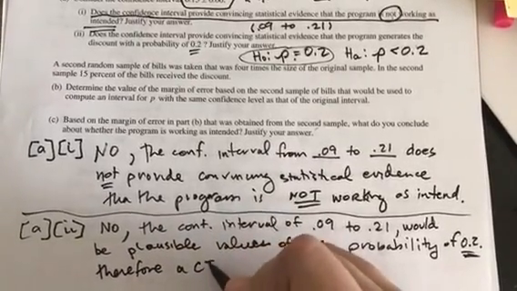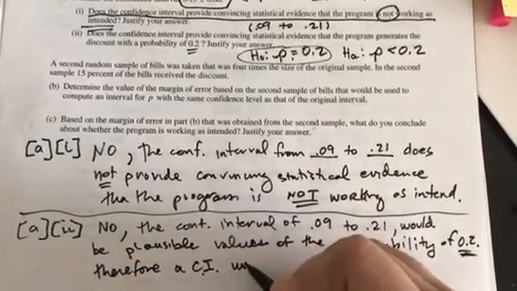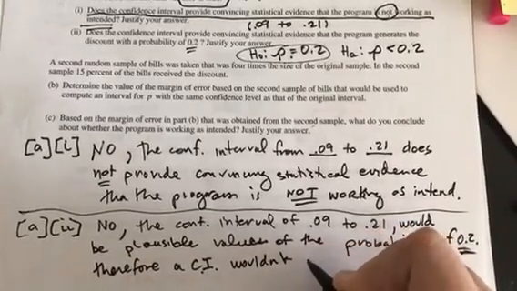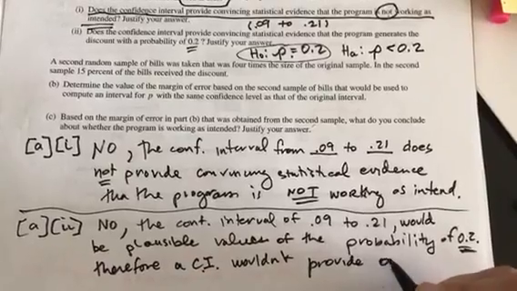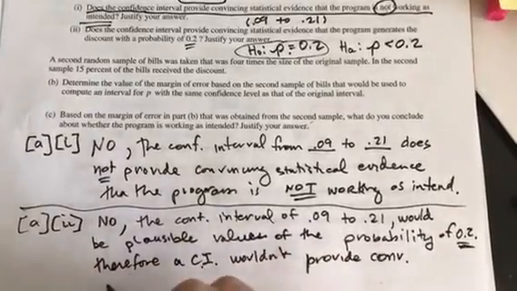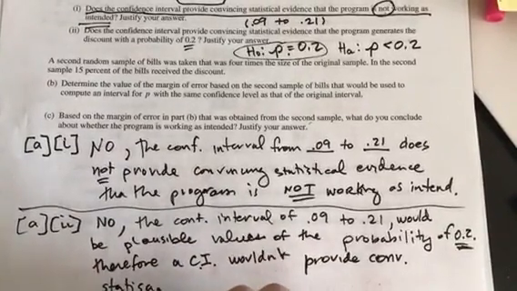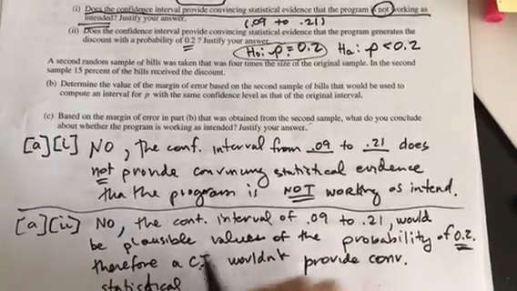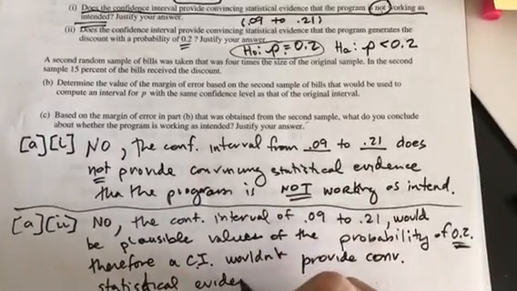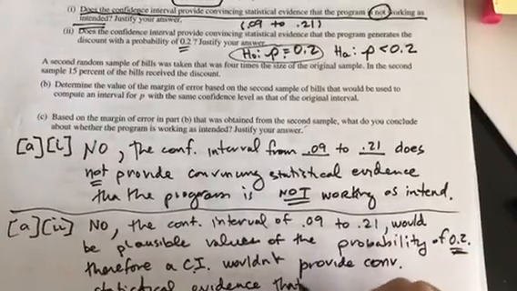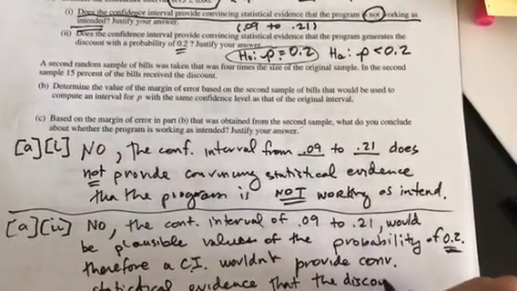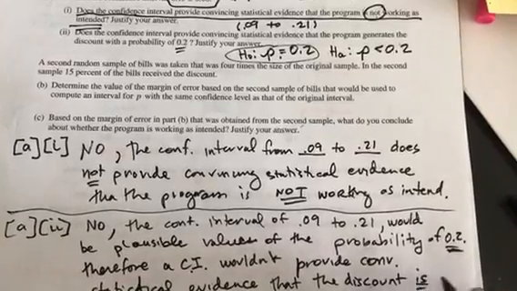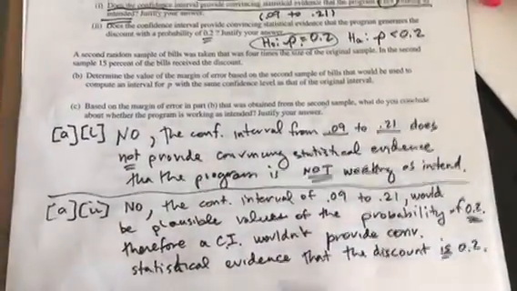Therefore, a confidence interval wouldn't provide convincing statistical evidence that the discount is 0.2.